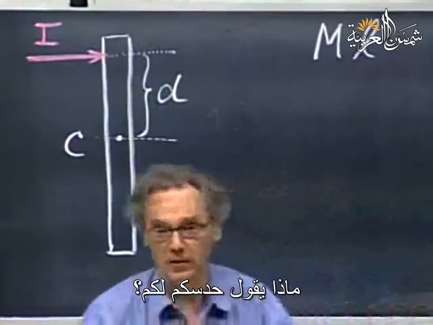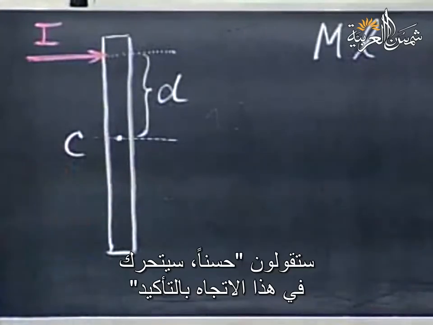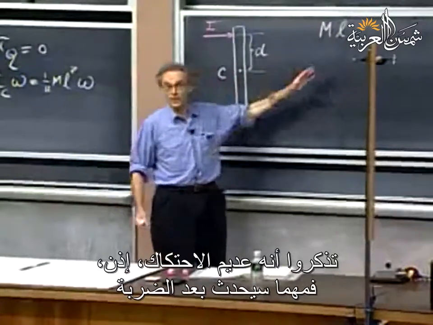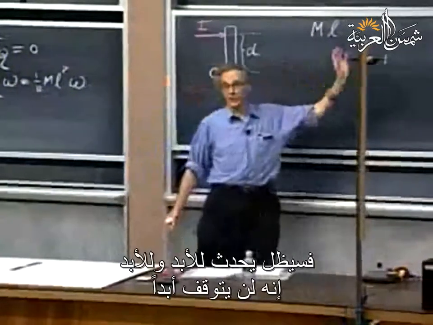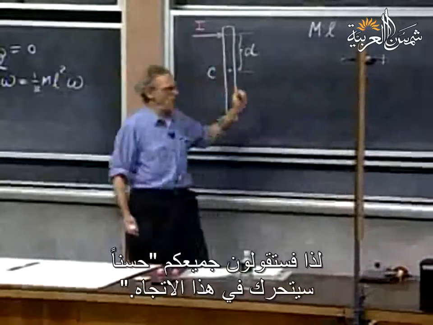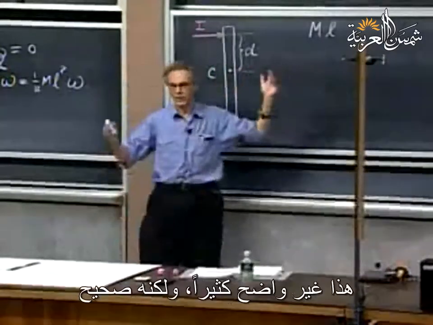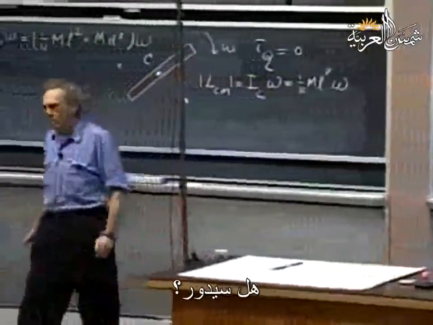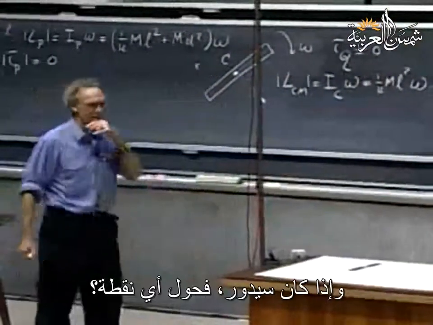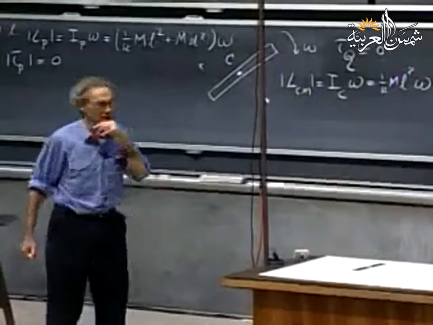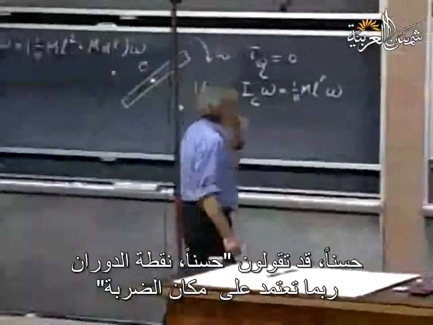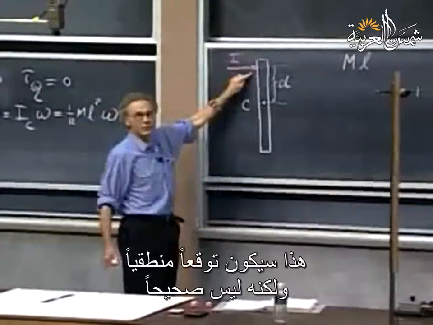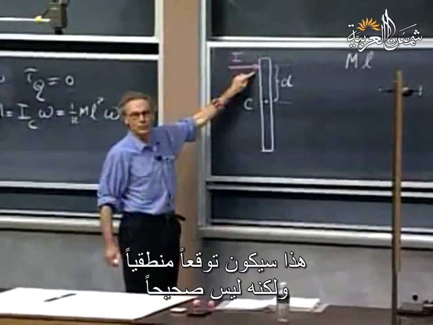What does your instinct tell you? You will say, well, for sure it will move in this direction. Remember, it's frictionless, so whatever happens after the hit happens forever and ever and ever. It will never stop. So you will all say, well, it's going to move in this direction. That's very vague, but that's true. But how about rotation? Will it rotate? And if it rotates, about which point? Well, you may say, well, maybe the point of rotation may depend on where I hit it. That would be a reasonable intuition, but it's not true.